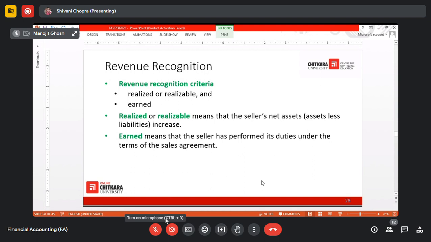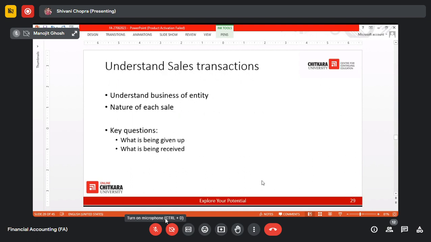Much of the complexity that arises is because of the transactions that we have, right? So we must understand what the sales transactions are. In order to do that, we must understand the business of the entity, how the business is performed, what is the nature of each sale that has taken place.